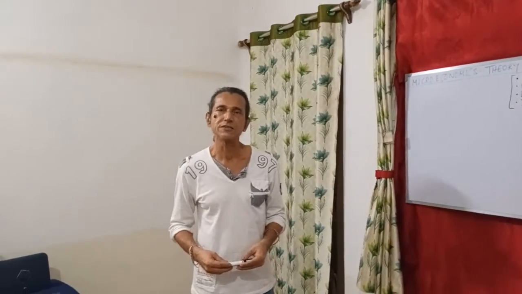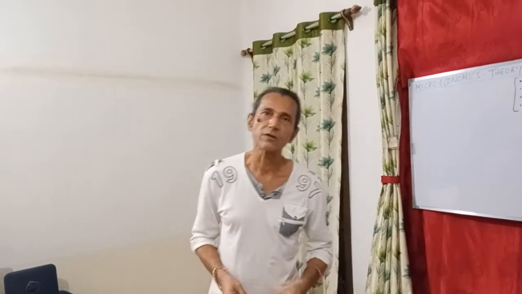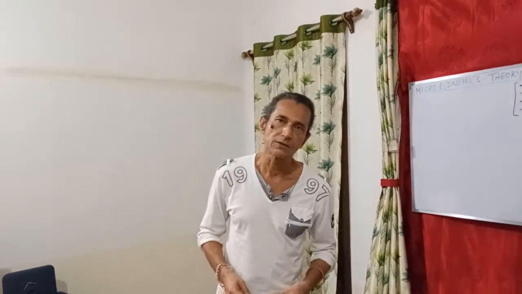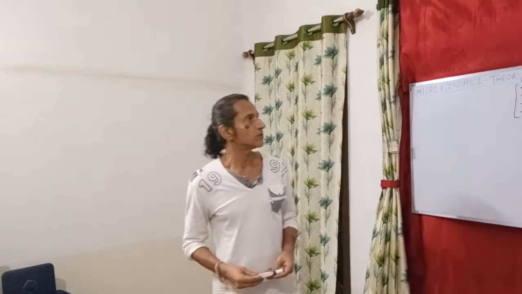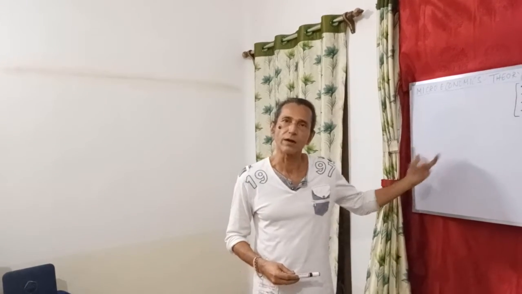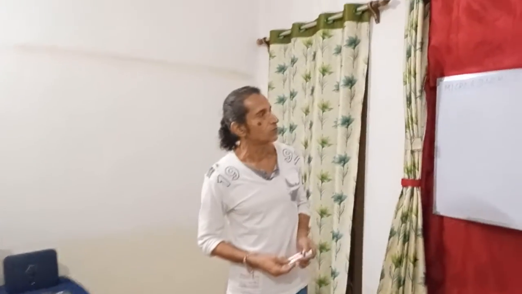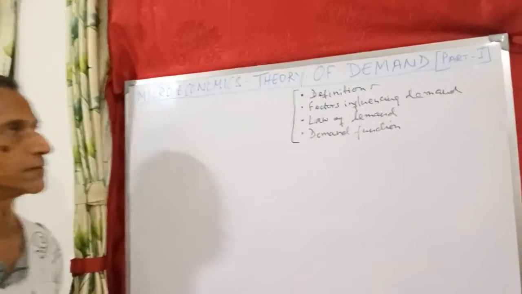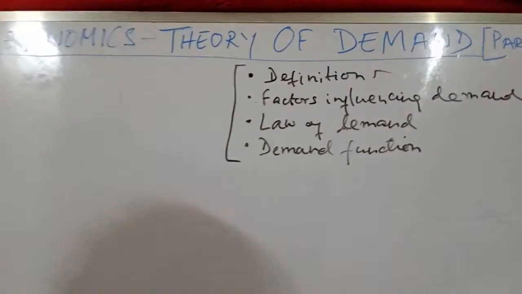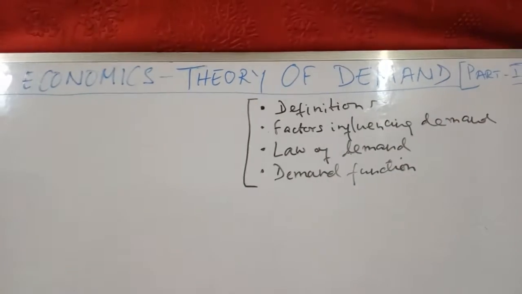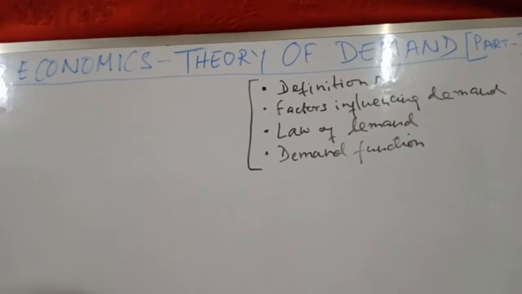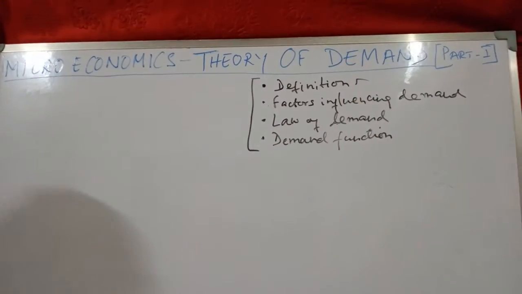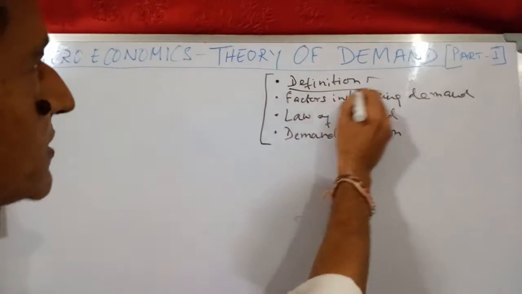Theory of demand is a pretty big chapter, and one video is not enough to do full justice to the chapter, and I won't do that. So this is basically part 1, and in part 1 we shall discuss these 4 subheadings, that is definition of demand, factors influencing demand, law of demand, and demand function. Let us start with definition. First we come to definition.